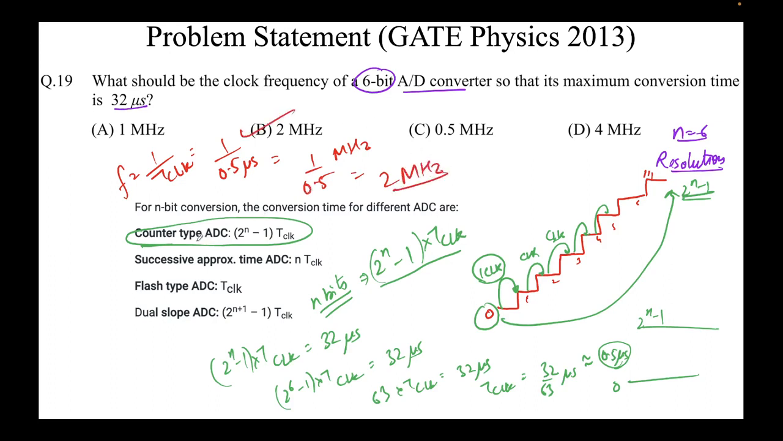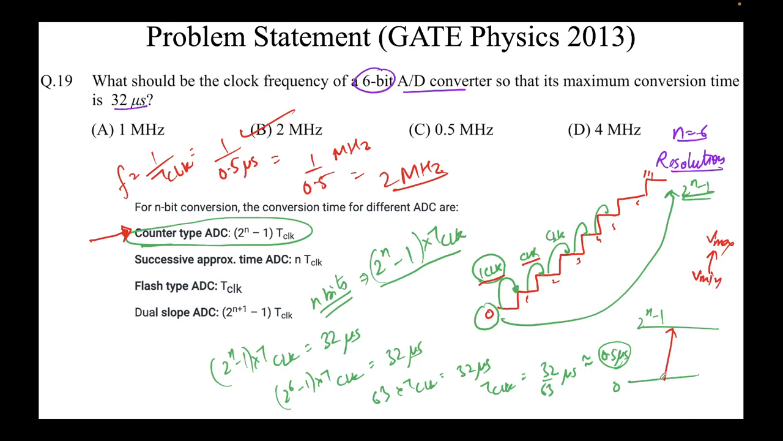Note that I'll again emphasize that we are interested only in counter type ADC. The question is silent. It does not say which type of converter is there, but we'll assume the counter type ADC because it's the simplest of the ADCs that we know. In it, to climb each step, you require exactly one clock cycle. The maximum count that you can do is from 0 to 2 to the power n minus 1, simply from Vmin to Vmax. Nothing more can be done.